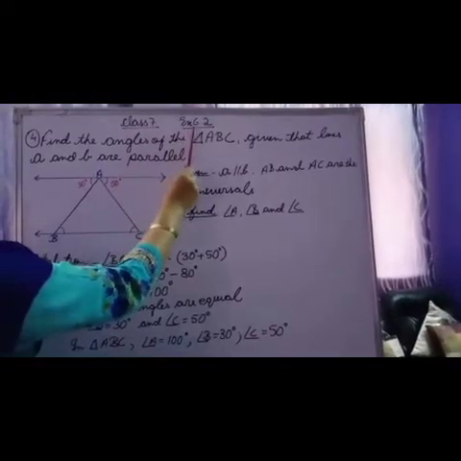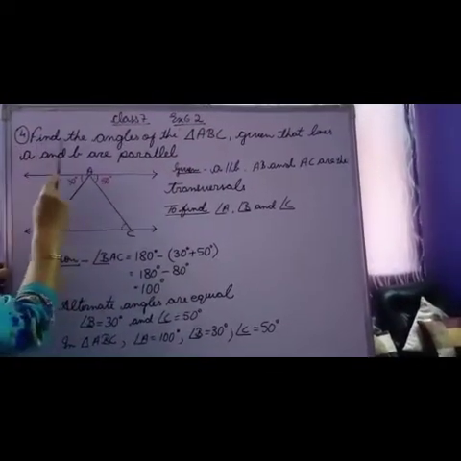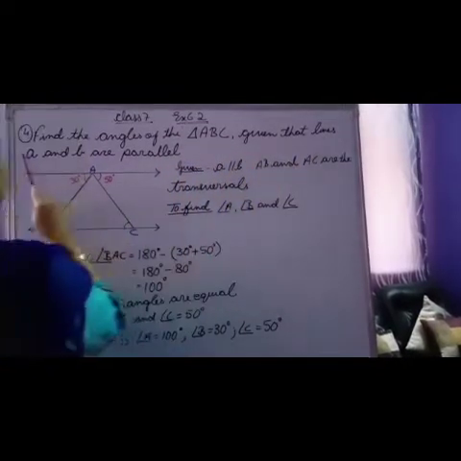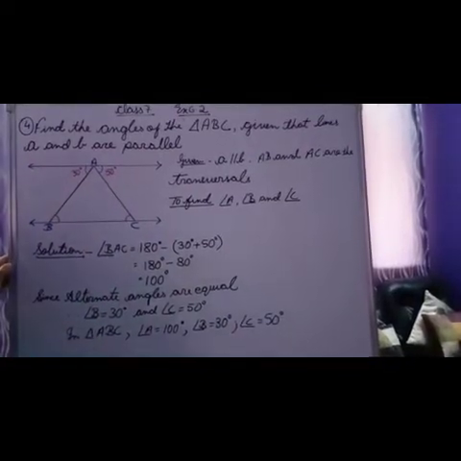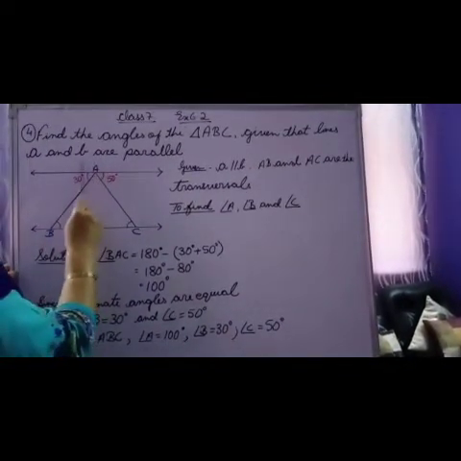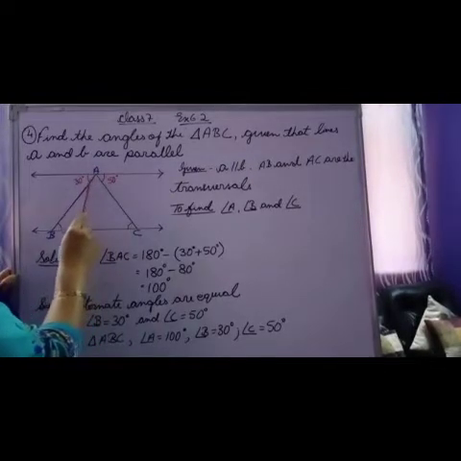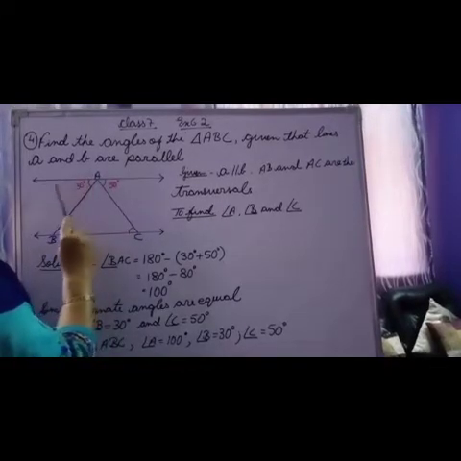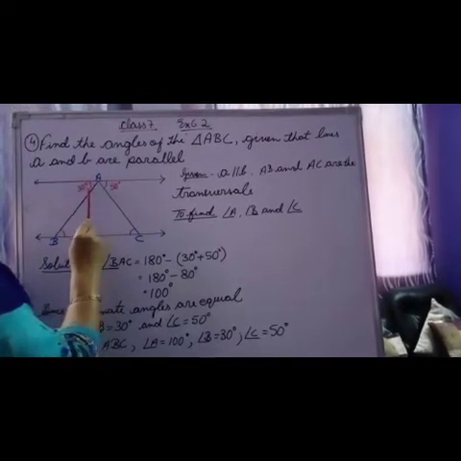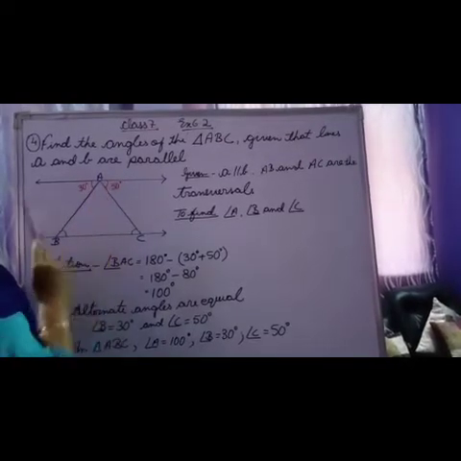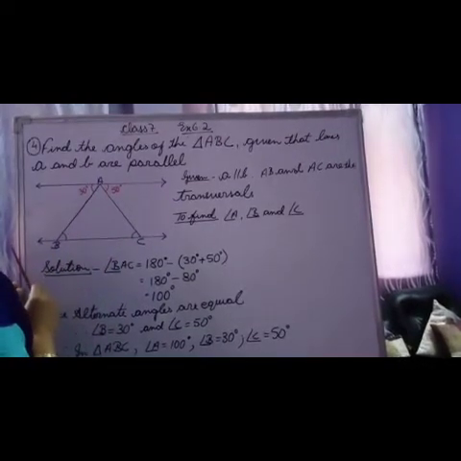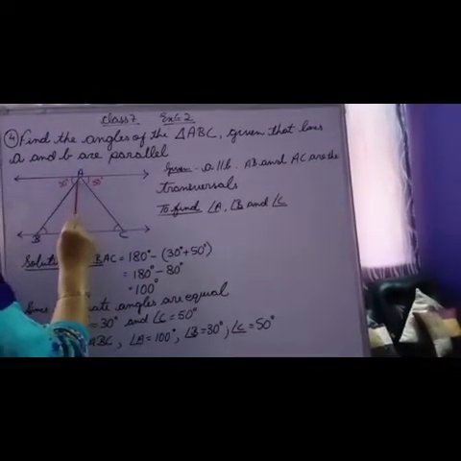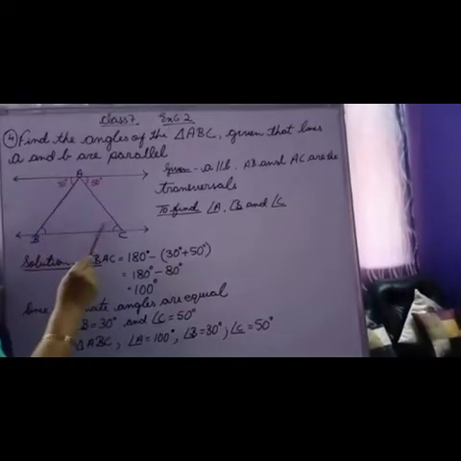Class 7 Maths exercise 6.2 number 4. Find the angles of the triangle ABC given that lines A and B are parallel. So what is given to us? Let us see. There is a triangle we can see in the diagram, ABC. We are also looking at the diagram and we notice that this angle is equal to 30 degrees given, this angle is equal to 50 degrees given. So we have to find the measurement of all the angles of the triangle ABC. So we have to find the measurement of angle A, angle B and angle C.